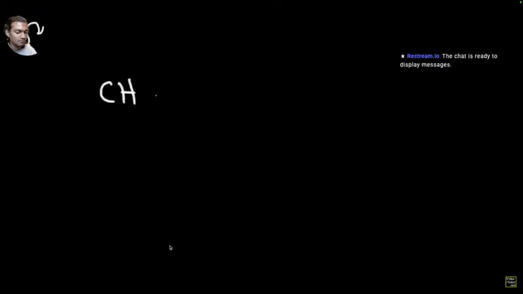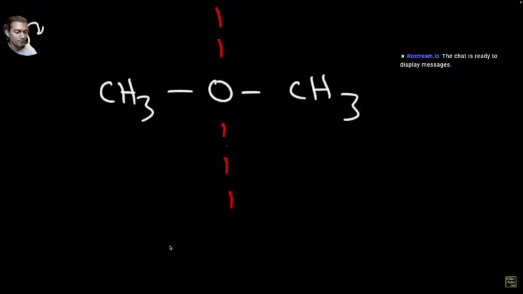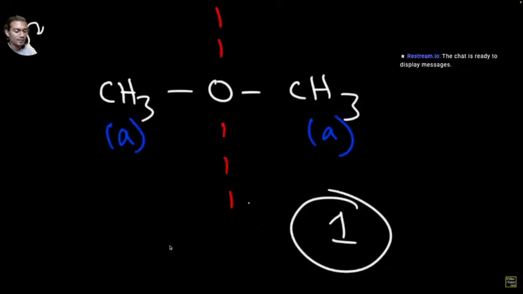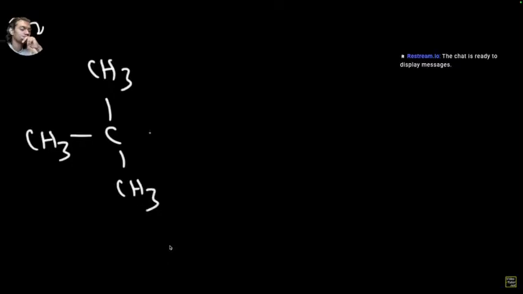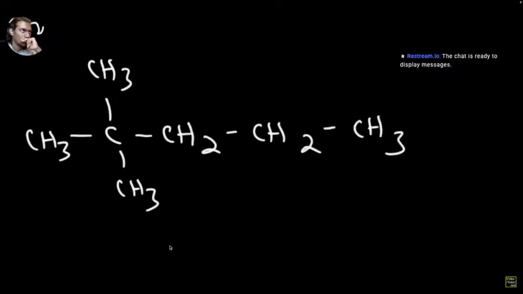What about this example? Dimethyl ether. Once again, we can draw a line of symmetry in the middle. And so the methyl group on the left is identical to the methyl group on the right. So in this case, we are only going to get 1 signal for that molecule. Try this one. How many signals should we get for this molecule?